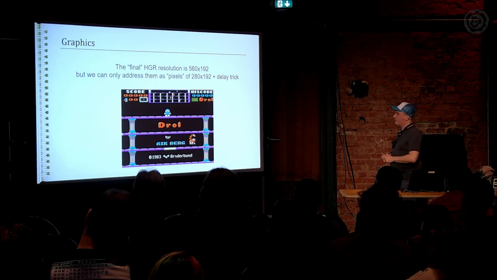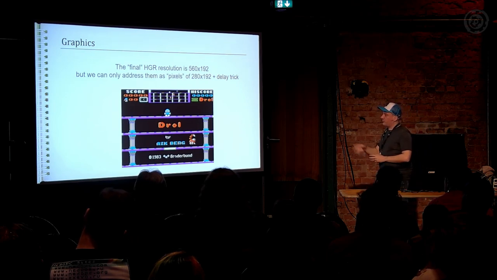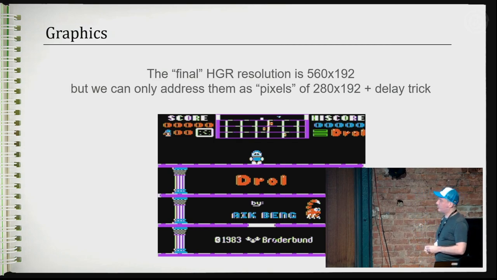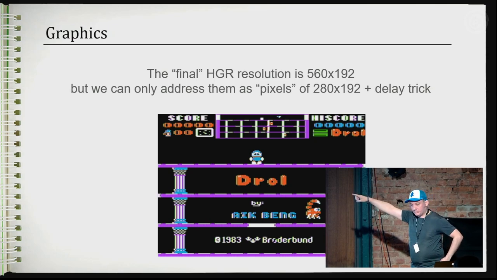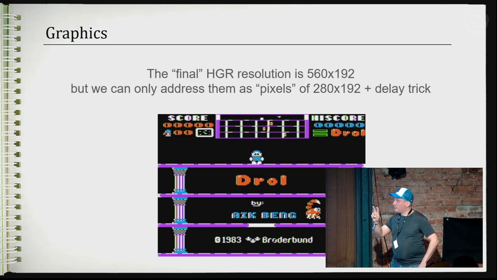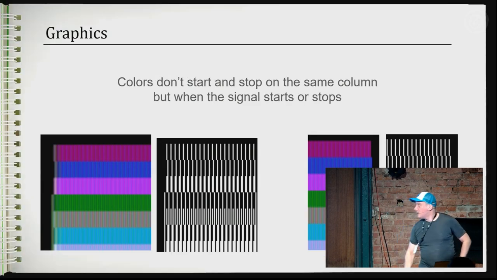In games, the final resolution is the same, but you can only address pixels of 280. I did not put the pattern picture, the monochrome picture, but you have 6 colors. If you have only 280, you would have 4 colors because you have 2 pixels per NTSC chroma cycle. So we'd have only 4 combinations, but you have a delay trick in AGR that I will explain just after that.